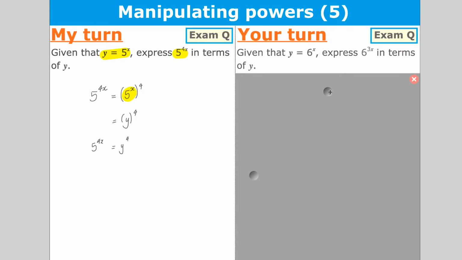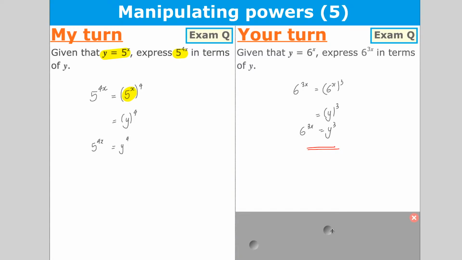Loads of you are getting y to the power of 3. That looks promising. Are you right? Yes, that's what I got this morning. y to the power of 3, y cubed. Lovely stuff.